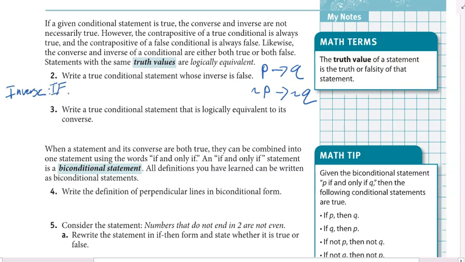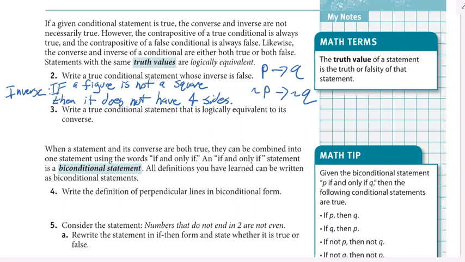If a figure is not a square, then it does not have four sides. Okay, so my original statement, if a figure is a square, then it has four sides, is true. So we did that part. And when we write the inverse, if a figure is not a square, then it does not have four sides. Is this true or false? We're trying to have one that has an inverse that is false. Okay, so think of figures that are not squares, like circles, rectangles, stars, whatever. Is it possible to find one that is a counterexample, to prove it false, that does have four sides?